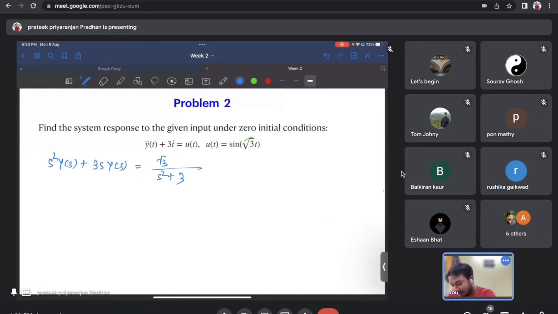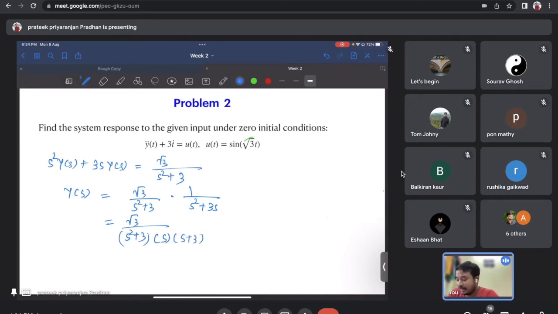Okay, so let's solve the problem. What's the Y of s? Y of s is equal to root 3 divided by s square plus 3 into 1 by s square plus 3, sorry, 3s. So now it's root 3 divided by s square plus 3 into s into s plus 3. I am making it simplified. So can I get an answer? Let's see who is active in the class now.